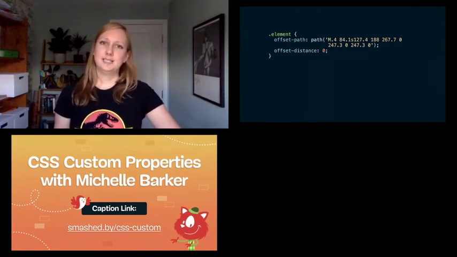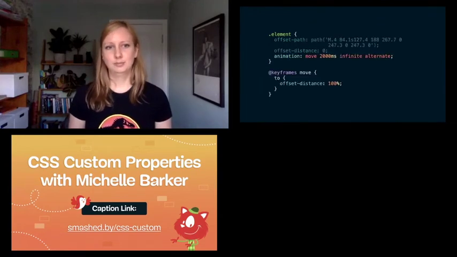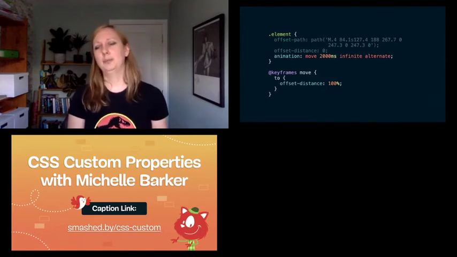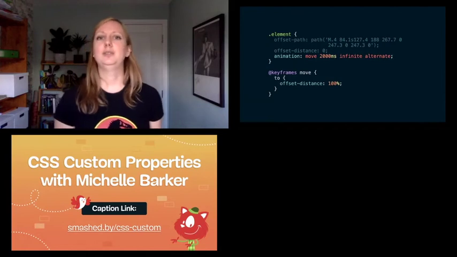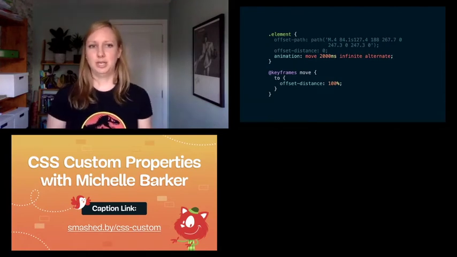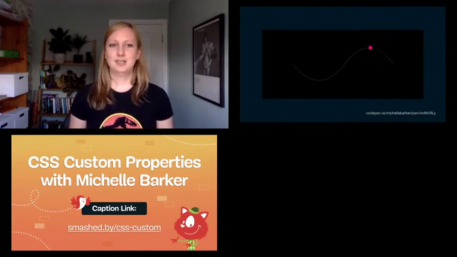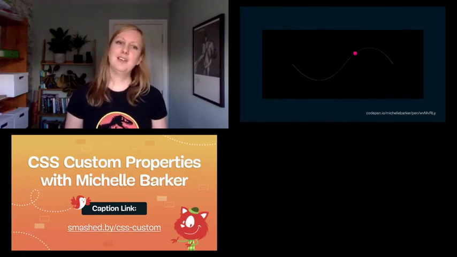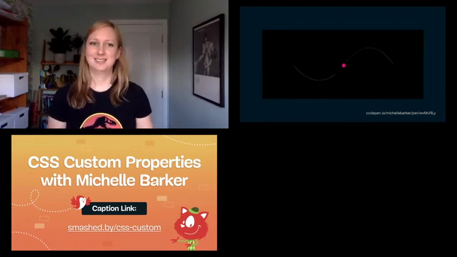An offset distance value of 0 would place an element at the start of the path. And then we can animate the offset distance property value. So if we move it to 100%, that's going to move it to the end of our path, which we're doing in this keyframe animation. So that's going to give us this little ball sliding up and down the curve. So it's a fairly simple animation, but kind of cool that we can do that just with CSS.